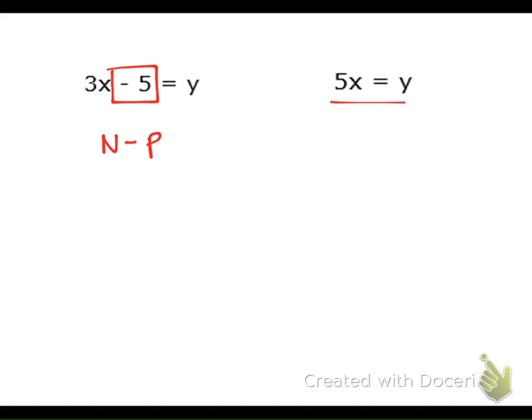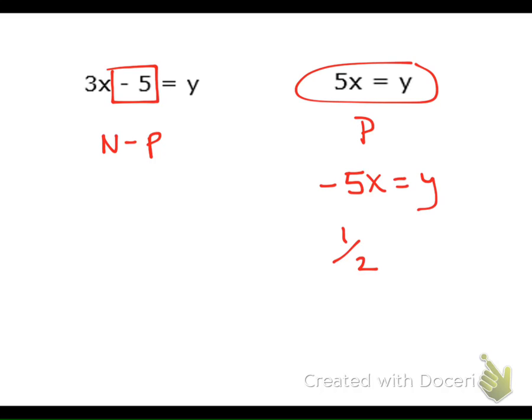In my one over here, all I have is my 5x equals y. I don't have a constant that I can see because the constant is 0. So when the constant is 0, that's a proportional relationship. So if your equation looks something like this, that's going to be proportional. Now, it could also be negative. That would still be proportional. It could be a fraction, and that would still be proportional, as long as I'm not adding or subtracting.